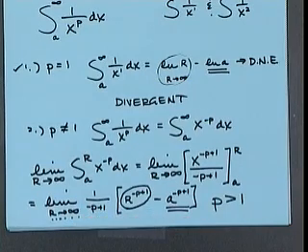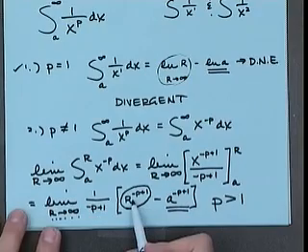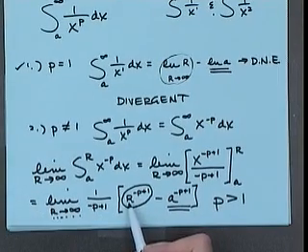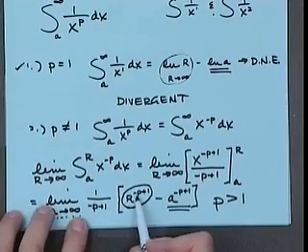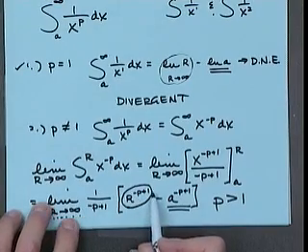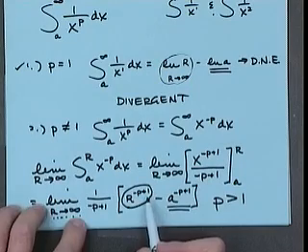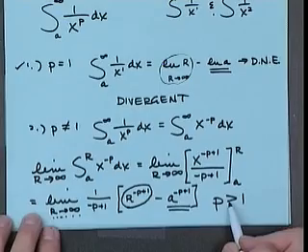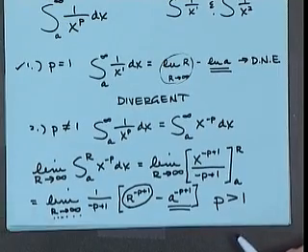If p is greater than 1, just pick a value. Let's start with 2. If p were 2, this would be r, some number that's getting larger and larger, to the what? Negative 2 plus 1? What's negative 2 plus 1? Negative 1. Where does that send it? To the denominator, and it can get as large as it wants to in the denominator. What happens to that term? It goes to 0.